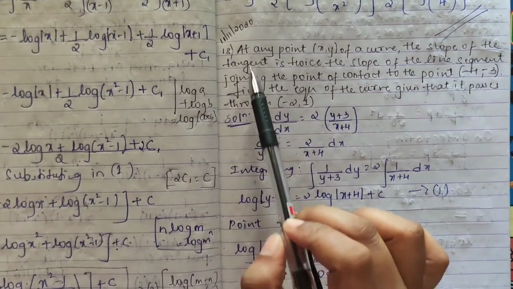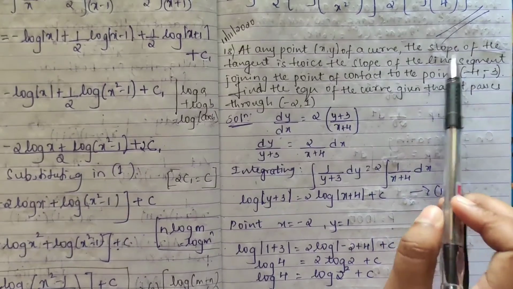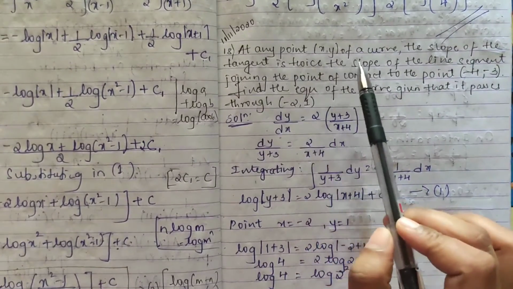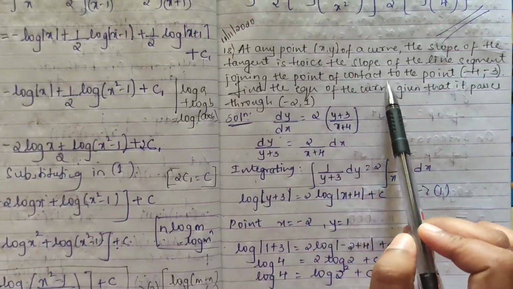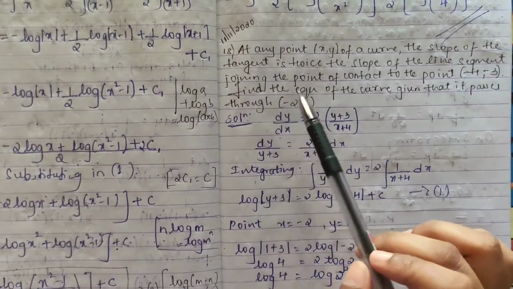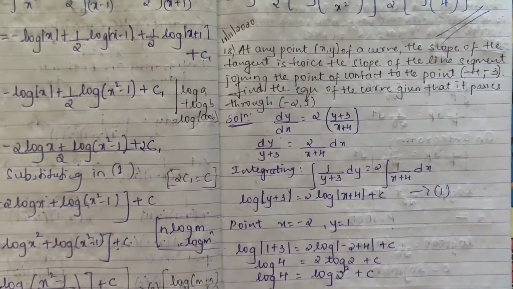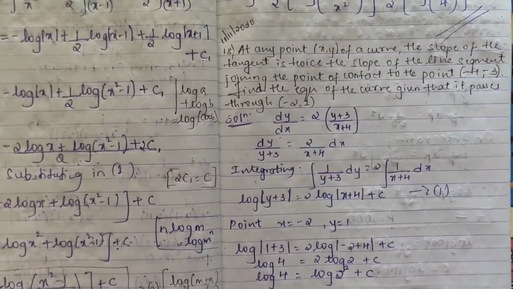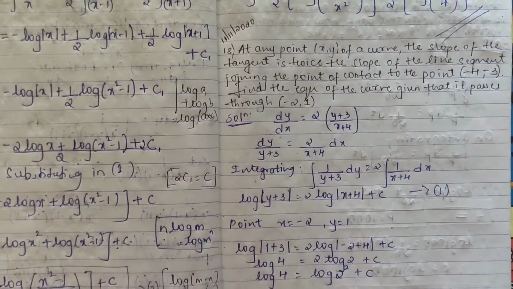So 18th question: at any point xy of a curve, the slope of the tangent is twice the slope of the line segment joining the point of contact to the point -4, -3. Find the equation of the curve given that it passes through. So here what they are telling is, the slope of the tangent is twice the slope of the line segment.